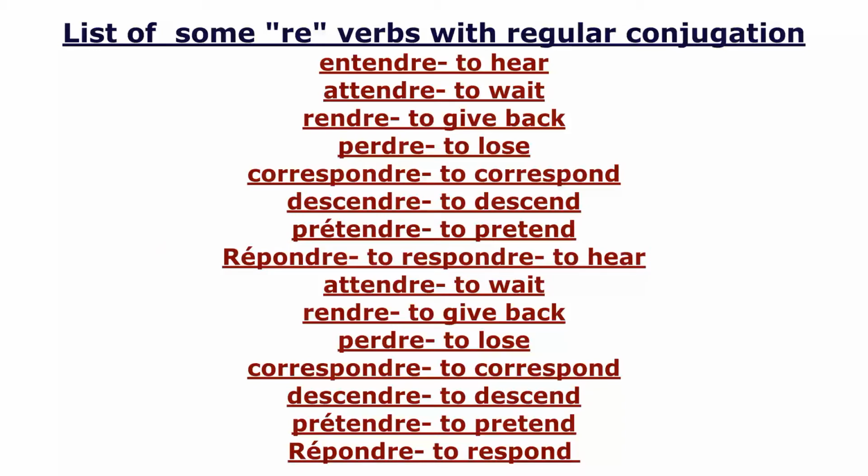Okay, so here we have the list, and the first verb in this list is entendre, means to hear. Then the second is attendre, that means to wait. Rendre, to give back or to render. And then perdre is to lose. Correspondre, to correspond. Descendre, to descend. Prétendre, to pretend. Répondre, to respond.